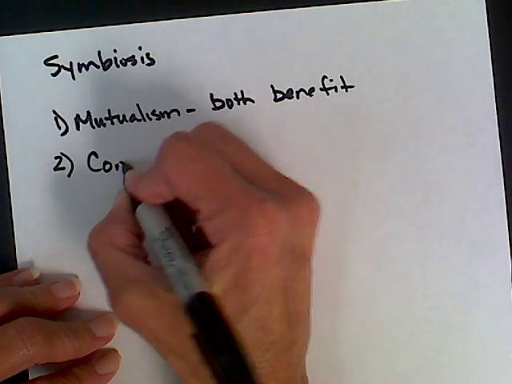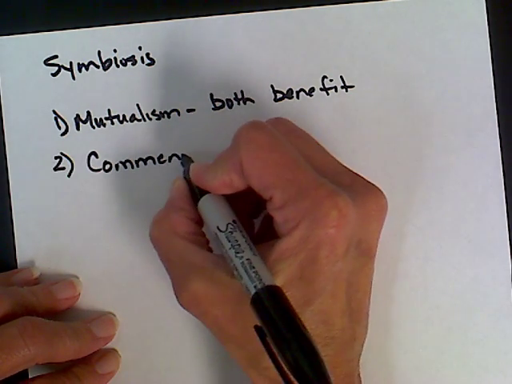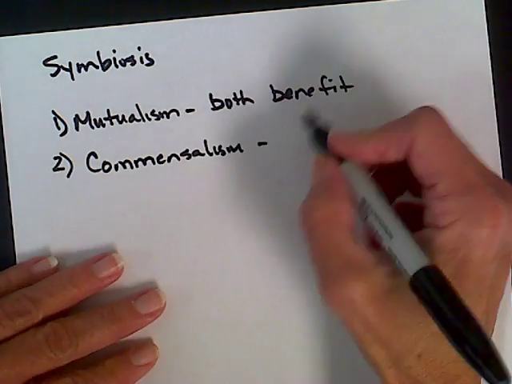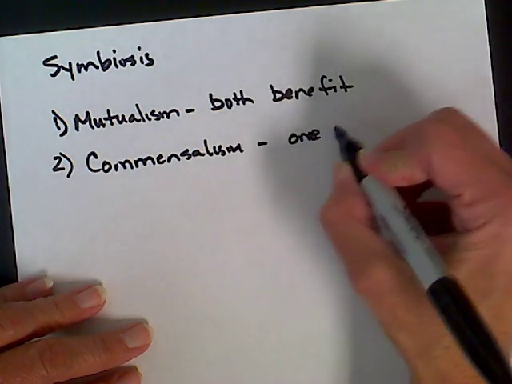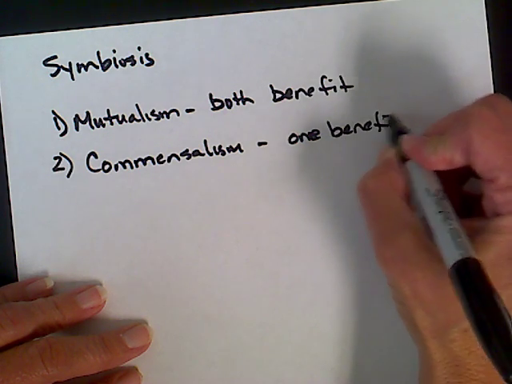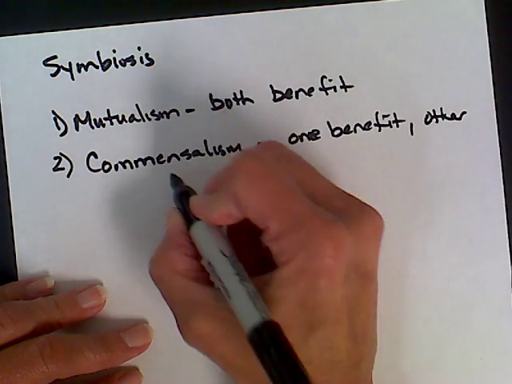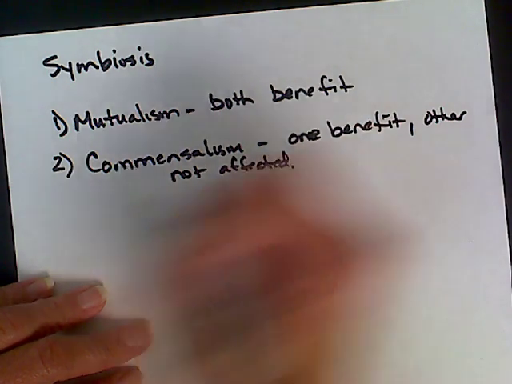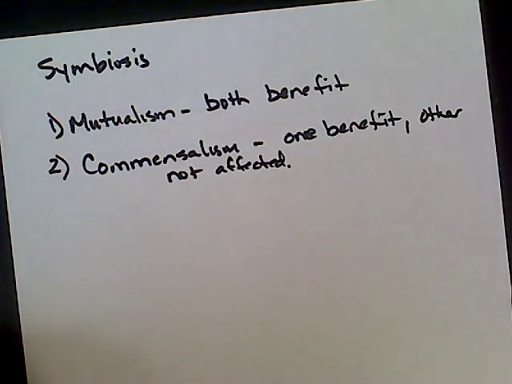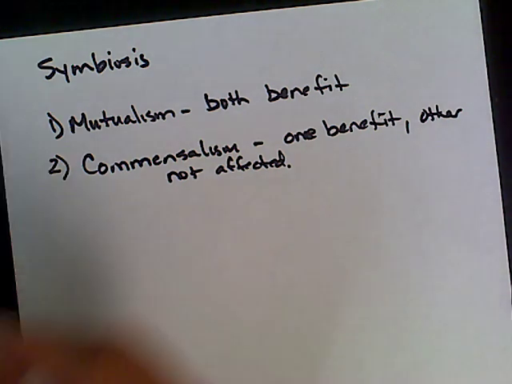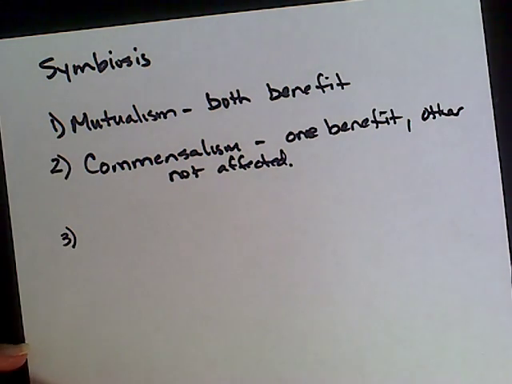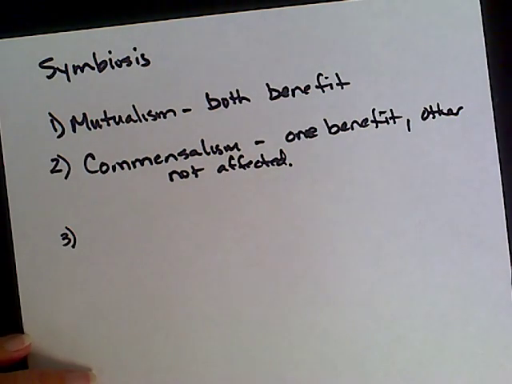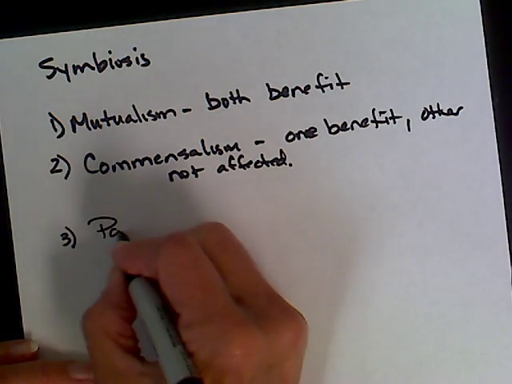Another type is commensalism. Commensalism is when one benefits and the other is not affected in either way. Remember that when you're looking at the different examples that are going to show up on the test. And again, like we did yesterday in our stations, you need to make sure that you can do different ones of these for sure. The next one is parasitism.